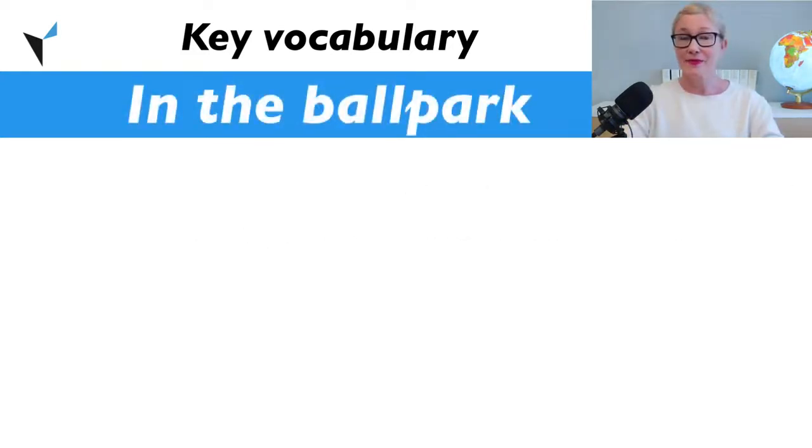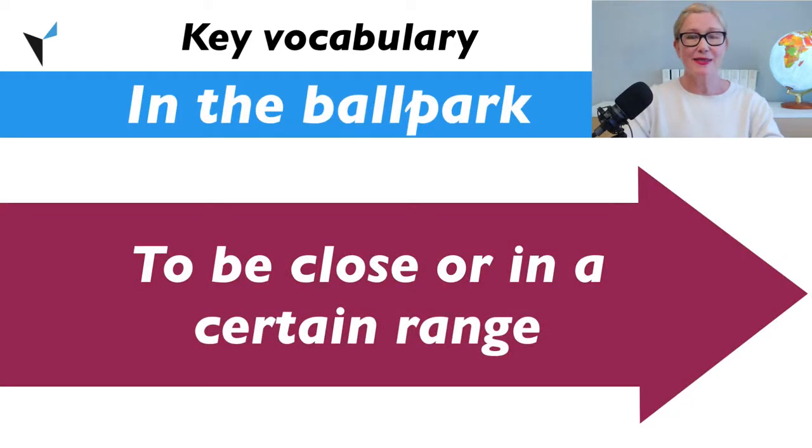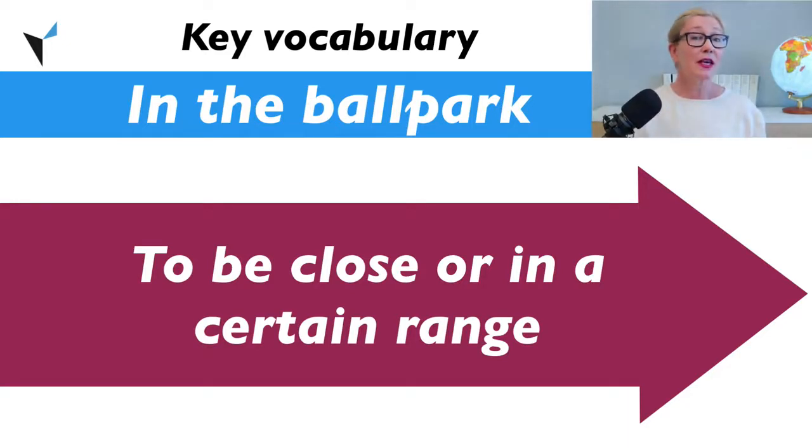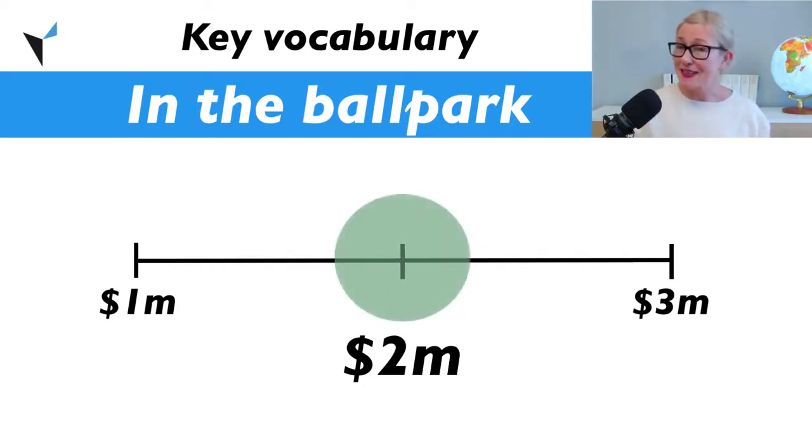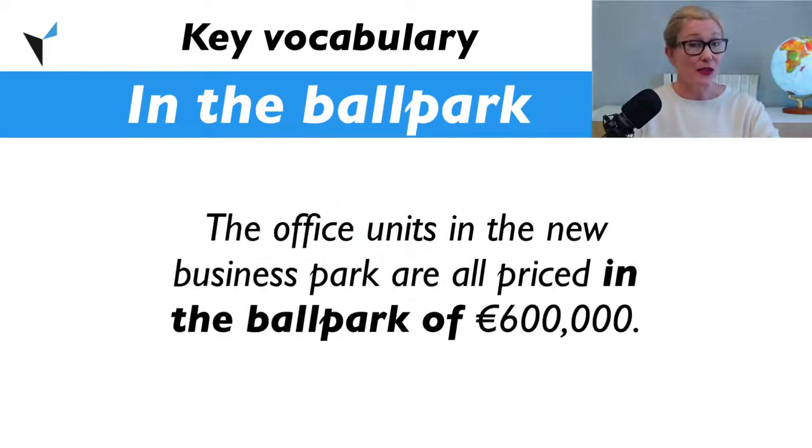In the ballpark. To be in the ballpark means to be close or within a certain range. You might not get the number, amount, or price exactly right, but you're definitely close. So, if your client indicates that the amount that they're willing to spend is in the ballpark of, let's say, $2 million, you know that they would be perfectly fine with spending less, but would also consider spending a little more. Example. The office units in the new business park are all priced in the ballpark of 600,000 euros.